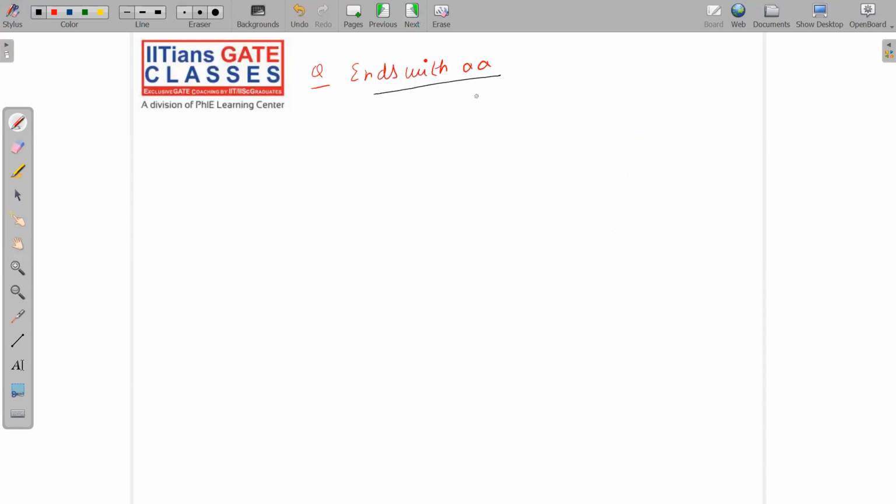Now next is ends with double a. Again very simple. Again same thing, S implies aS, bS. Now for stopping S, we will write double a. So that means what? Double a. So side by side, please check whether it is type 3 or not. Yes, obviously this is type 3.